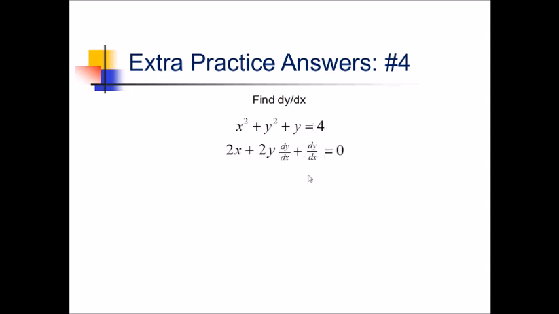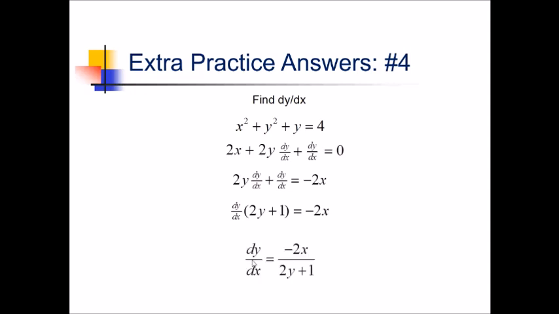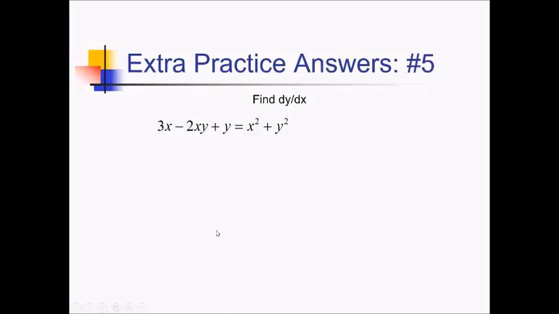equals derivative of 4 is 0. All right, so let's move all the stuff that doesn't have a dy over dx over to the other side. So we'll subtract the 2x. Now I can factor out a dy over dx, leaving me with 2y plus 1. And if I divide by that, I now have dy over dx all by itself, so negative 2x over 2y plus 1, final answer.